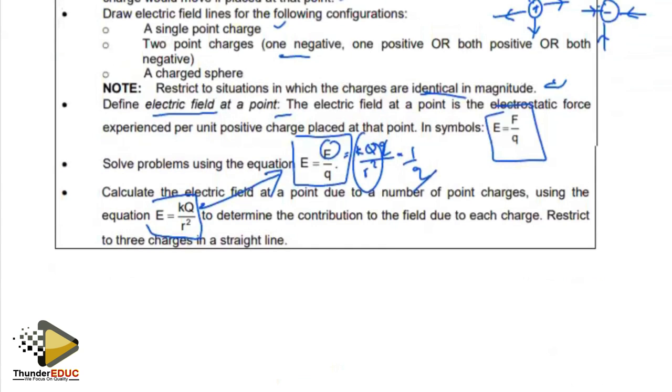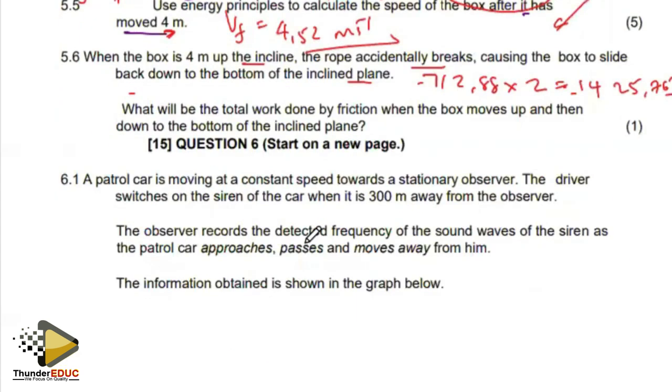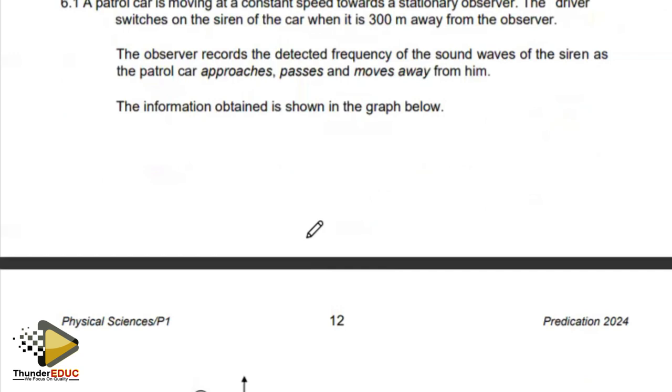Let's look at the sample questions and we see question number 6 in this case. They're telling us that a patrol car is moving at a constant speed towards the observer. Okay, so the scenario changes. It's moving towards. The driver switches on the siren when it is 300 meters away from the observer. Okay. The observer records the detected sound waves of the siren as the patrol car approaches, passes, and moves away. Information is given on the graph.